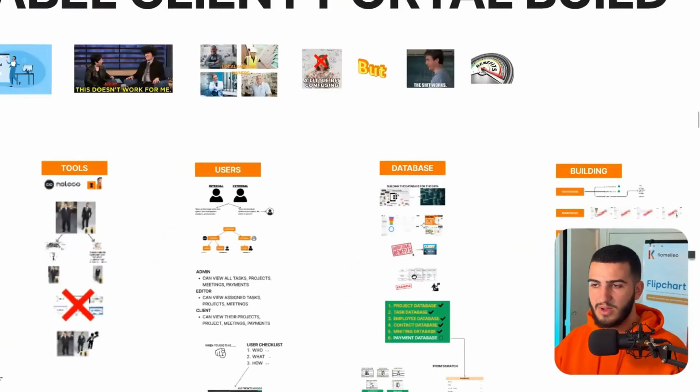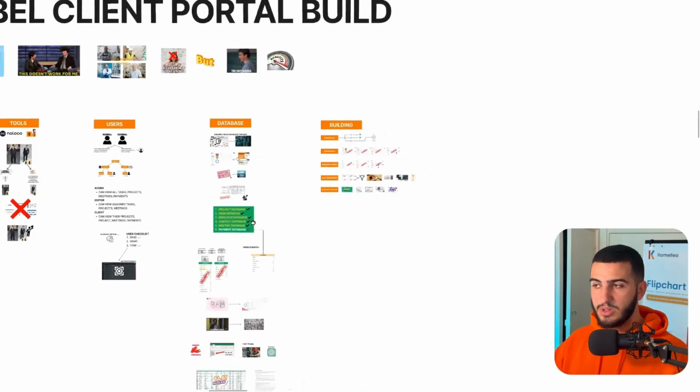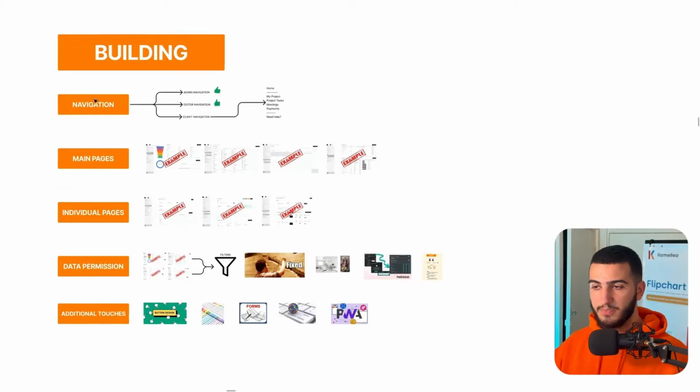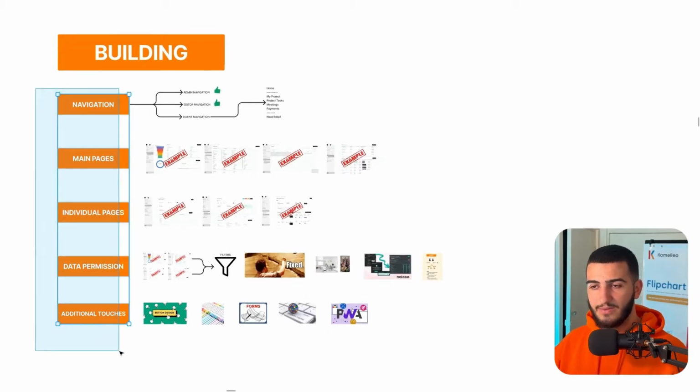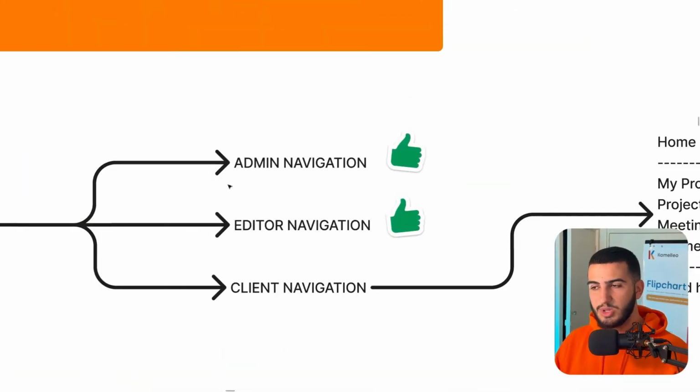All right, guys. So now that you've actually gone ahead and brainstormed the application, chosen the tools we're going to be using, selected different users, and actually built a payments database, it's time we actually start building an application. Now, this is going to be broken into 5 different stages. And firstly, we're going to start with the navigation. Once again, there's 3 different views that we need to have here. So there's 3 different navigations we need to have. There's an admin navigation, there's an editor navigation, and there's a client navigation.